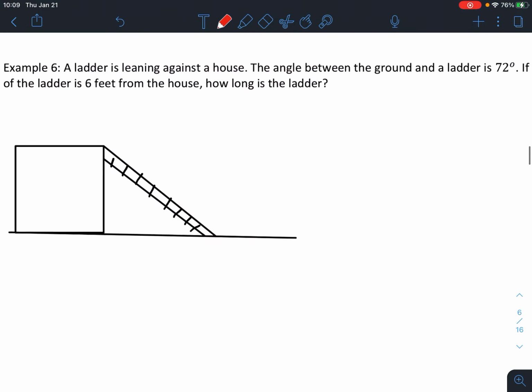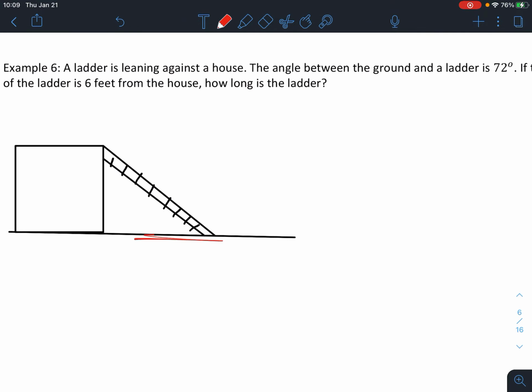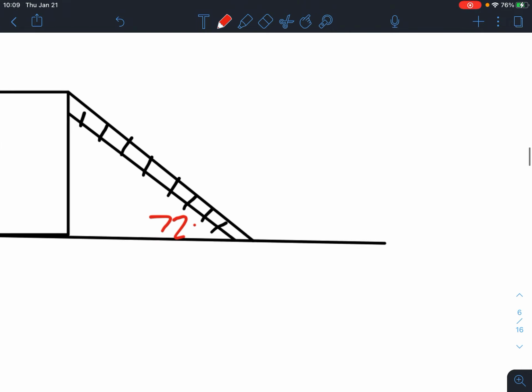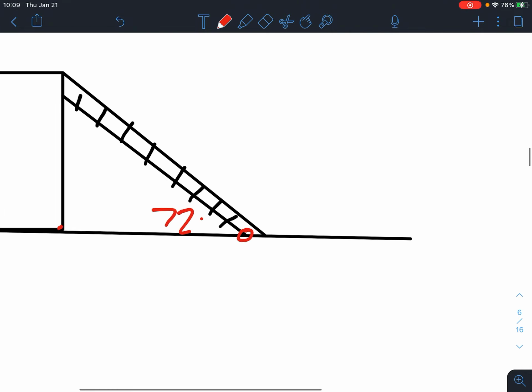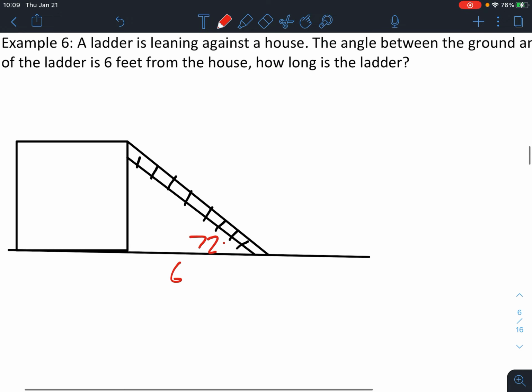The angle between the ground and the ladder, so here's the ground, here's the ladder, the angle between them is 72 degrees. The base of the ladder is 6 feet from the house. Here's the base of the ladder, here's the base of the house, that's 6 feet. How long is the ladder? So we want to know this length right here.